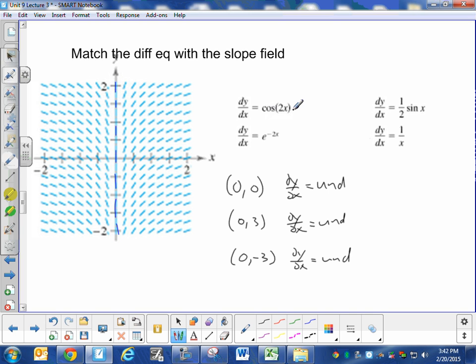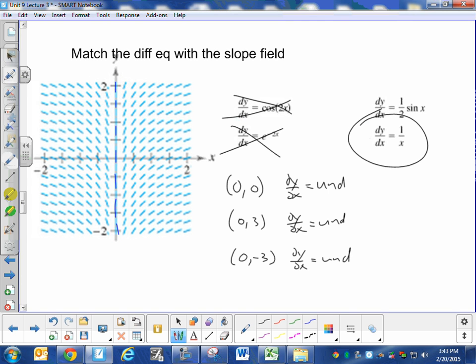Is it cosine of 2x? Well, I plug in 0. What do I get for cosine of 2 times 0? Is it undefined? No, it's 1. So this one will not produce this slope field. Is it e to the 2x? Typically, whenever there's a multiple choice question or we're a little bit confused, we always go to the most complicated looking one, right? Everybody's like, it's probably going to be this guy. But if I plug in 0, I get e to the 0, which is 1. So that's not true.